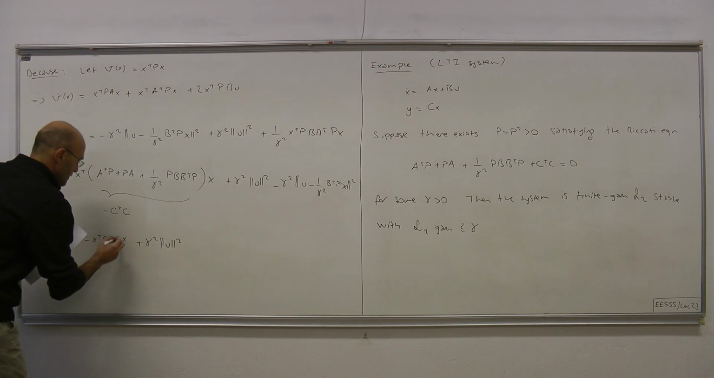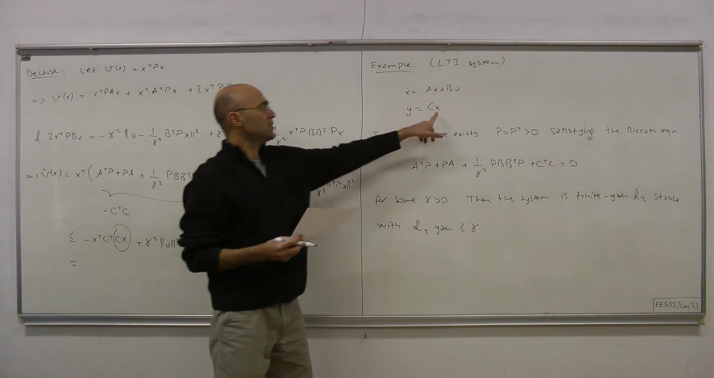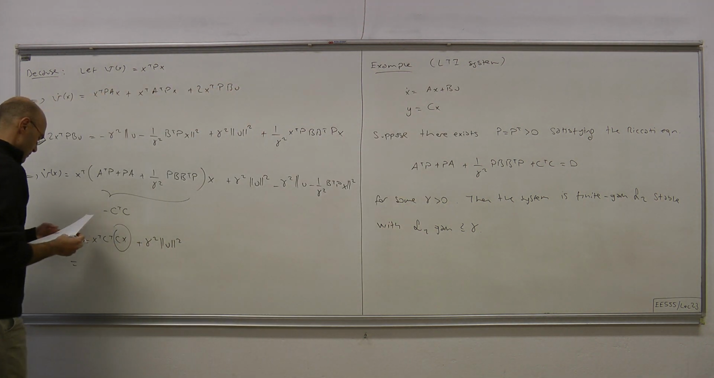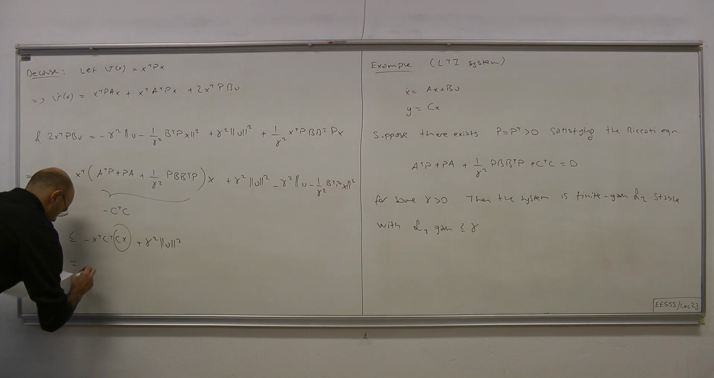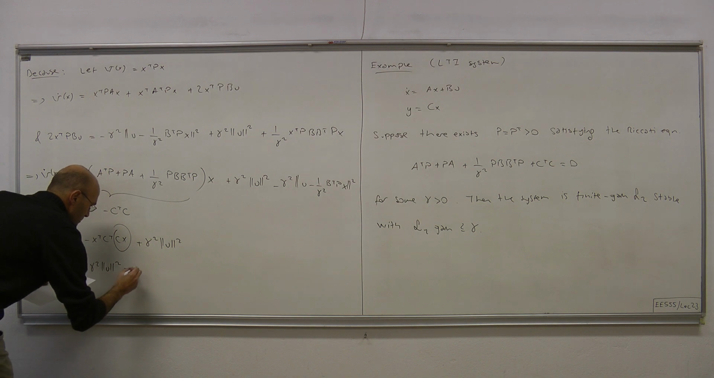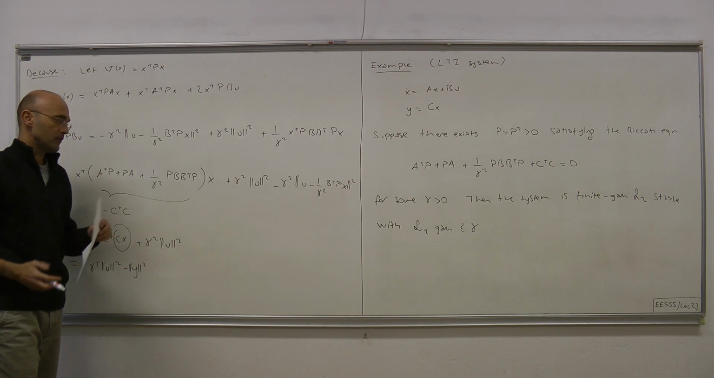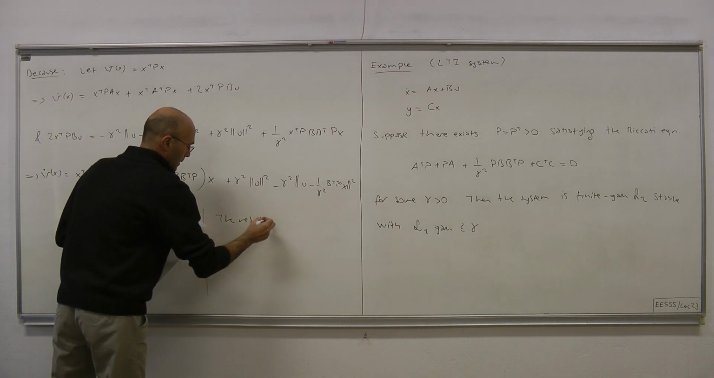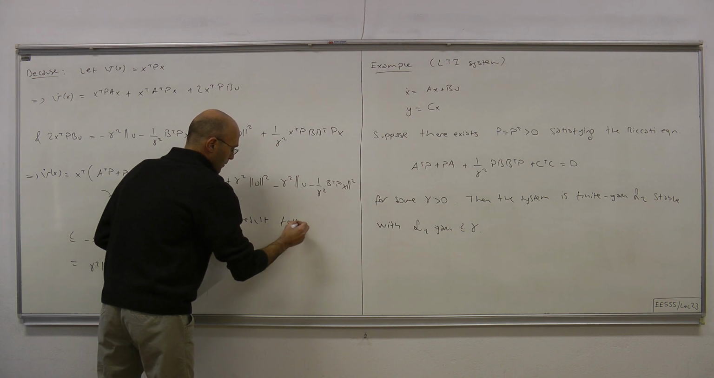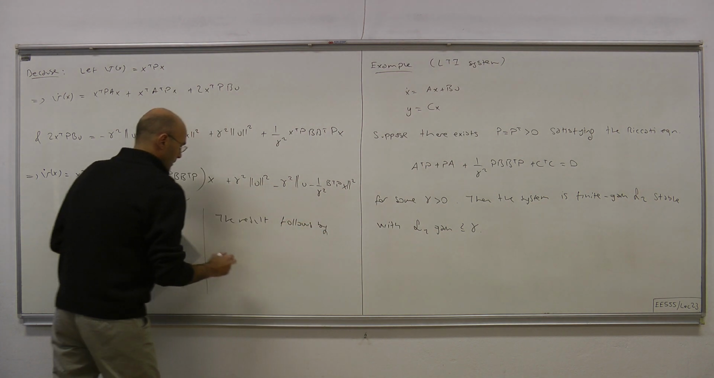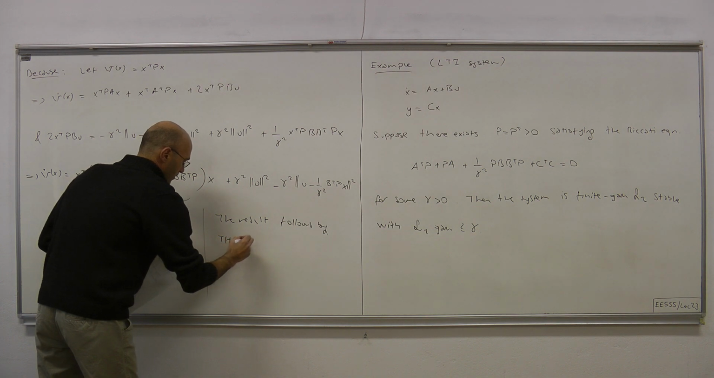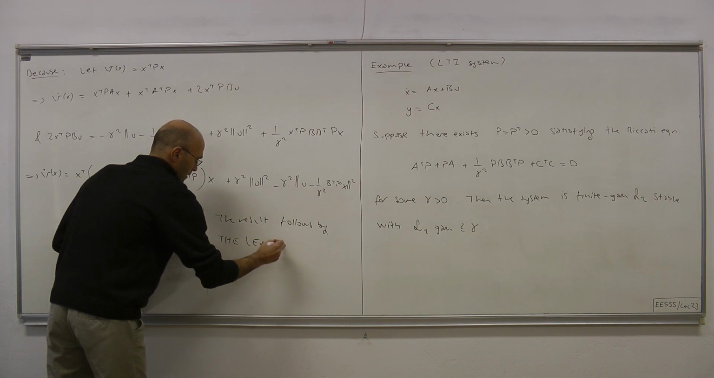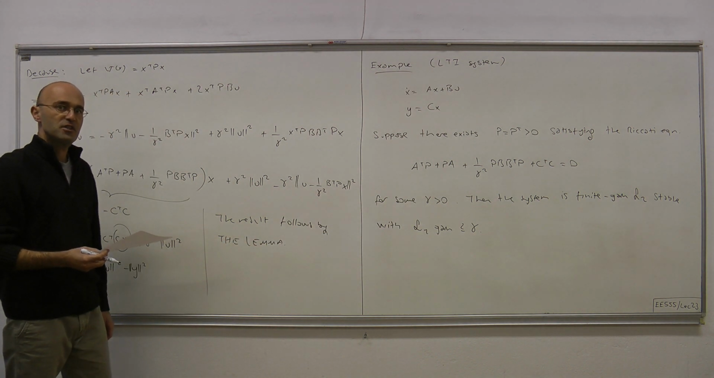Once again, since Cx is y, here we have gamma square norm of u square minus norm of y square. And then the result holds, by what we have seen a few minutes ago.